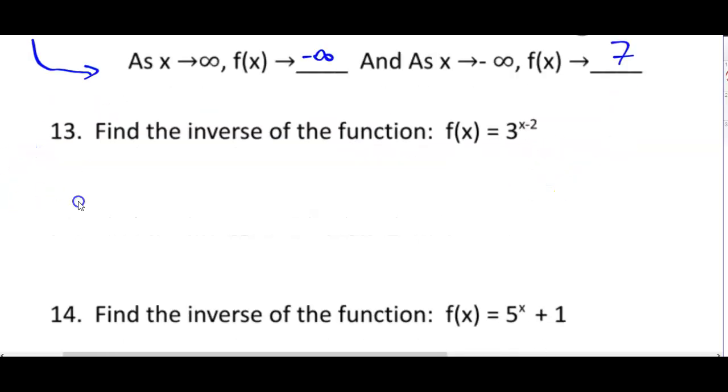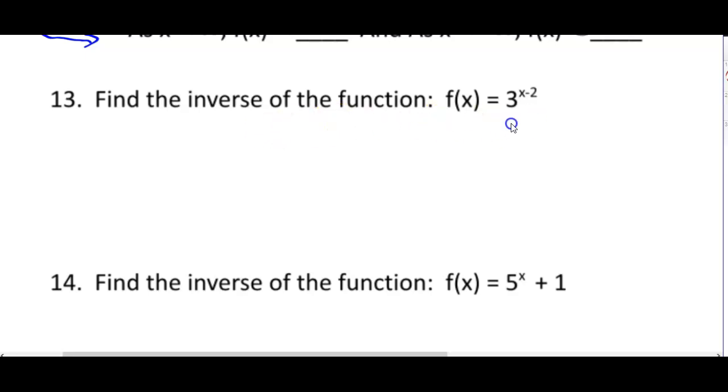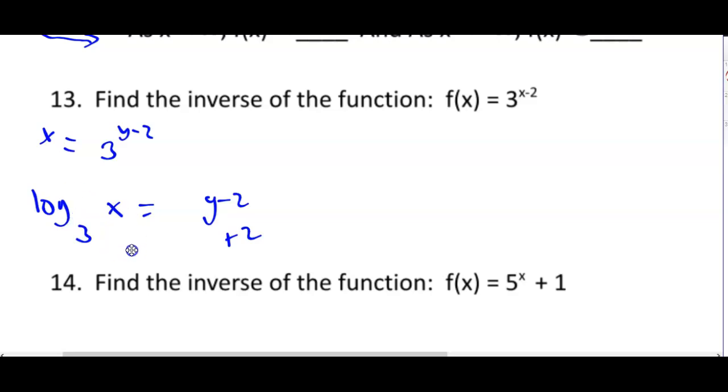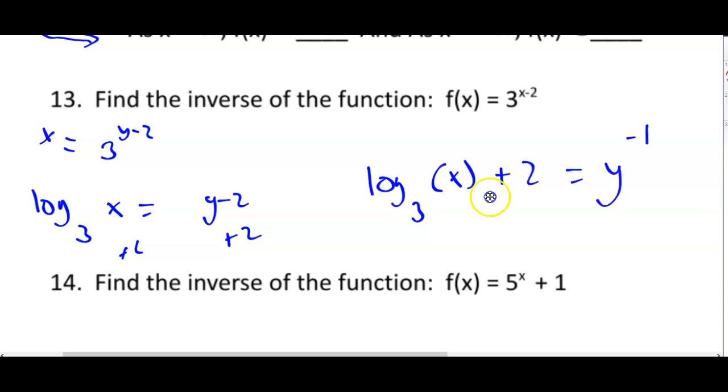Alright, now for this next problem, it says find the inverse of the function right here. So we got to find the inverse. So remember, you start by swapping x and y. So to solve this, we need to go and convert this to a log. Alright, so log base 3 of x equals y minus 2. And then we're going to add 2 to the other side. So you end up with log base 3 of x plus 2 equals y. That's your inverse right there.